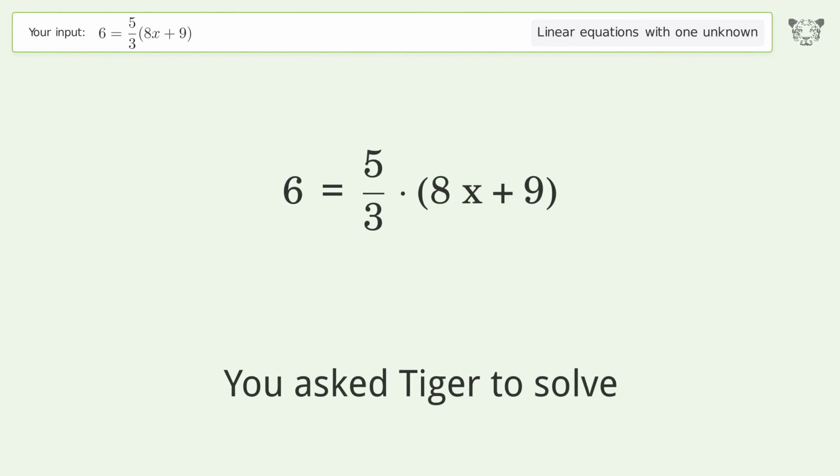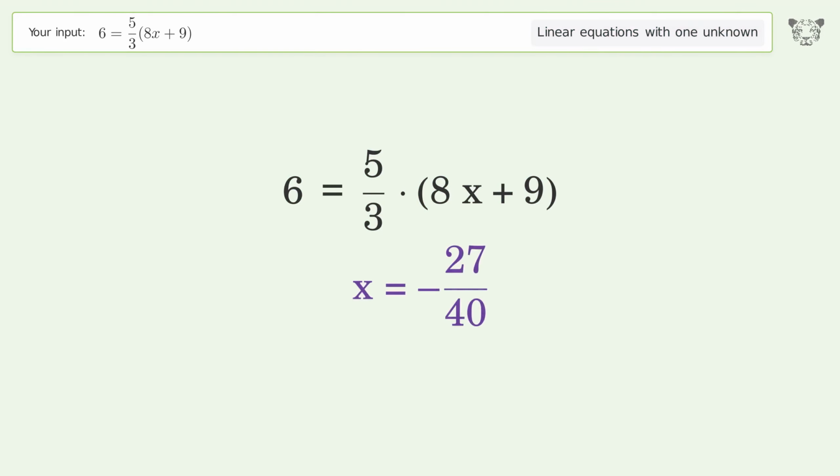You ask Tiger to solve this. This deals with linear equations with one unknown. The final result is x equals -27/40. Let's solve it step by step.